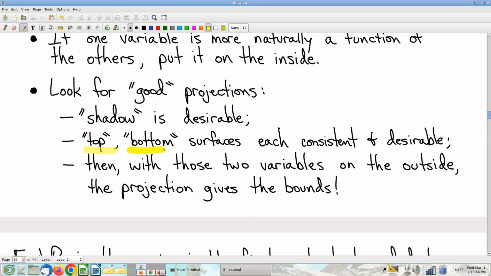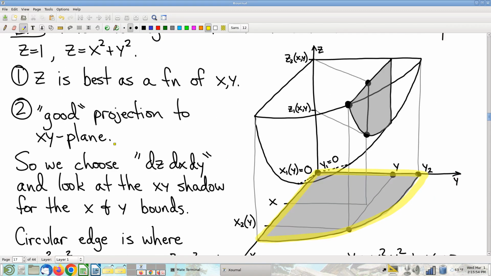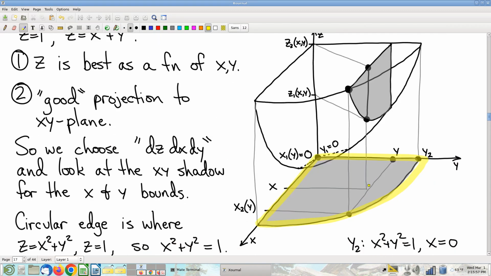The next thing: the top and bottom surfaces are nice. Let me explain what I mean by top and bottom surfaces. When I'm looking at this shadow, if I pick a point inside of that shadow, I look at the part of the solid that is directly above that point in the shadow. First, let's talk about the bottom point of that interval, and I appeal to your intuition from the picture here.